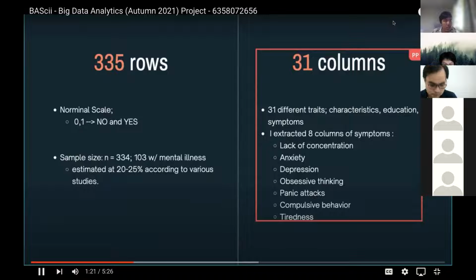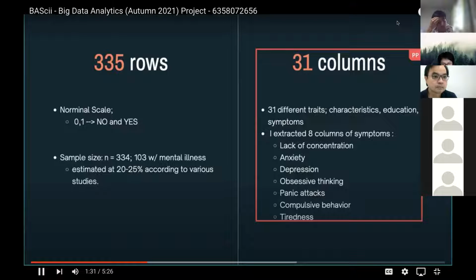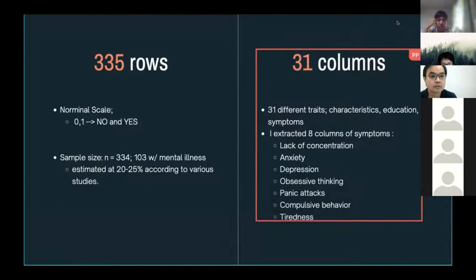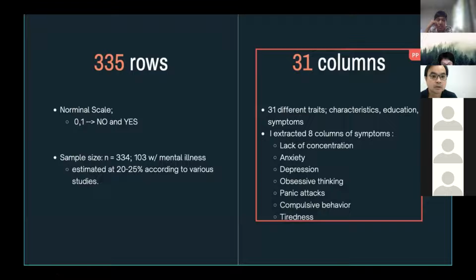It consists of 335 rows and 31 columns. And it also represents nominal scale, which results as yes and no. So yes would be 1 and no would be 0. And from 31 columns, it would be 31 features and questions mainly on characteristics, education, and symptoms. But mainly in this project, I extracted 8 columns of symptoms: lack of concentration, anxiety, depression, obsessive thinking, panic attacks, compulsive behavior, and tiredness.